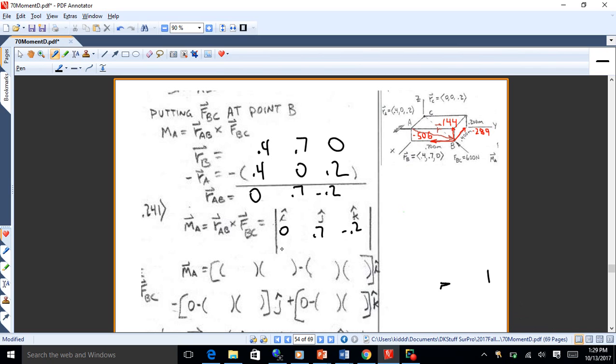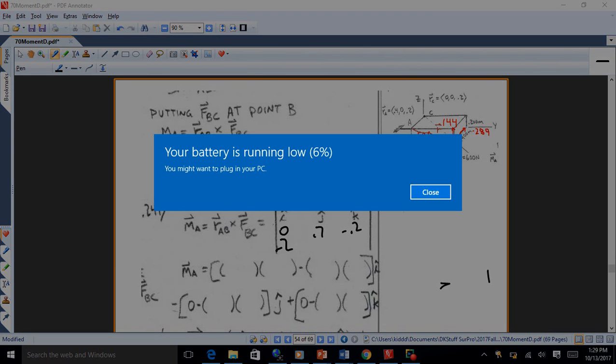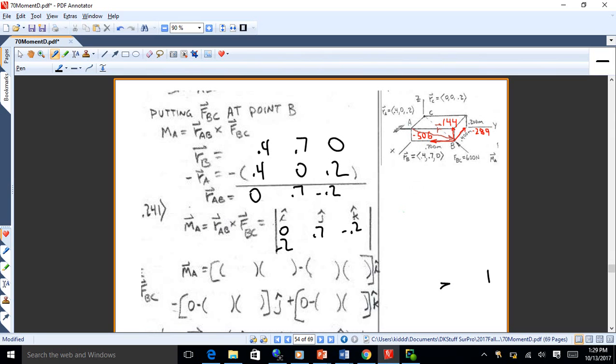Okay, so the position vector, I think is 0, battery running low, okay. 0, whatever I got up there. All sorts of computer problems here today.